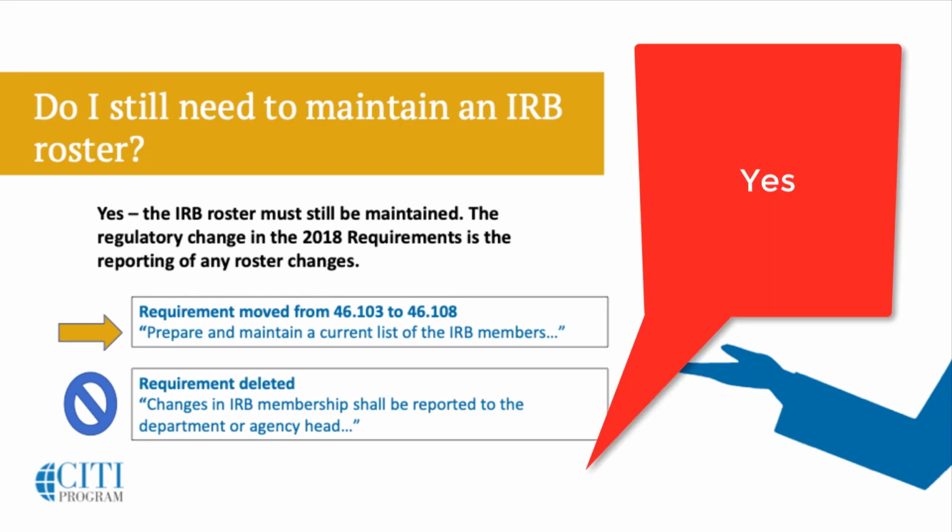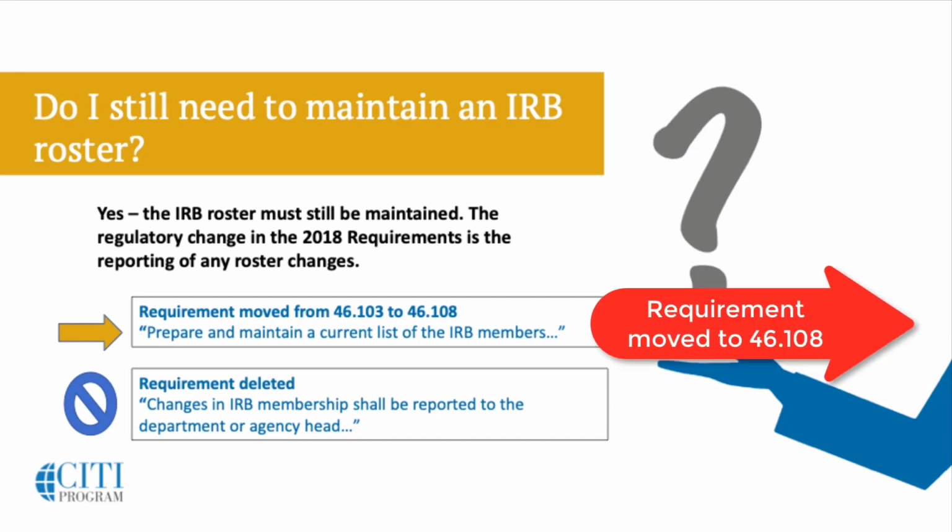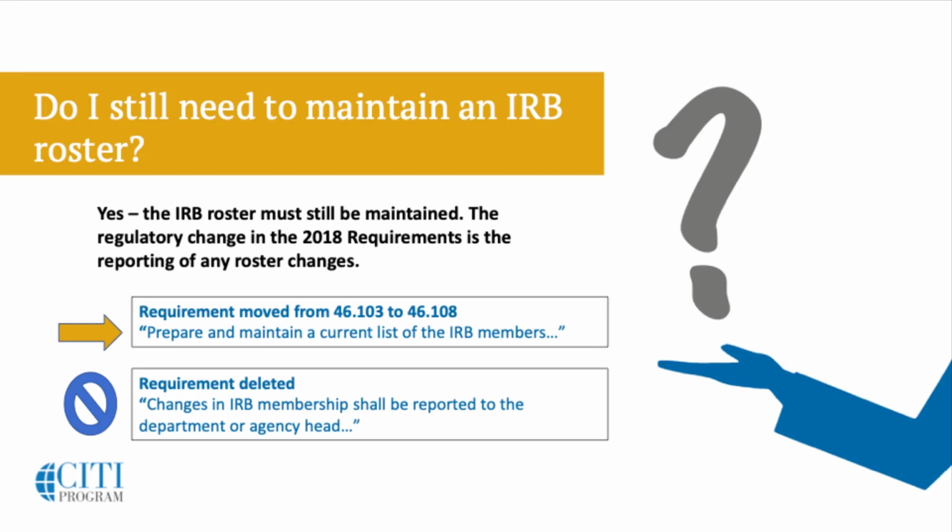So what was moved from Section 103, which is now in Section 108, is the requirement to prepare and maintain a current list of the IRB members identified by name, earned degrees, representative capacity, indications of experience such as board certifications or licenses, sufficient to describe each member's chief anticipated contributions to the IRB deliberations, and any employment or other relationship between each member and the institution.